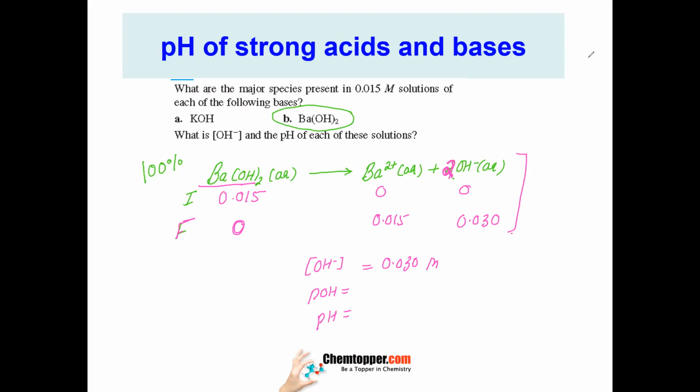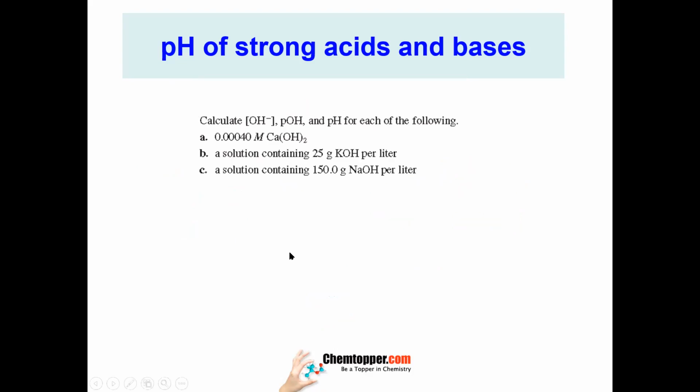Now I'm going to discuss a few questions without doing them. Can you look at this question? We are not doing it, okay? We have made so many initial, final tables. We know this is a strong base. Can you tell me what's the concentration of OH minus I will get here? You can make that table, initial, final, and then see what's the concentration of OH minus.